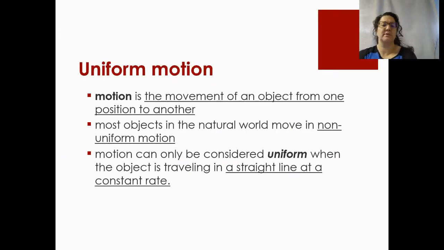So first, we're going to go through some terminology. Motion is the movement of an object from one position to another. Most objects in the natural world move in non-uniform motion. We don't go in an exactly direct straight line, and we don't move at the exact same speed the entire time. Motion can only be considered uniform when an object is traveling in a straight line at a constant rate.